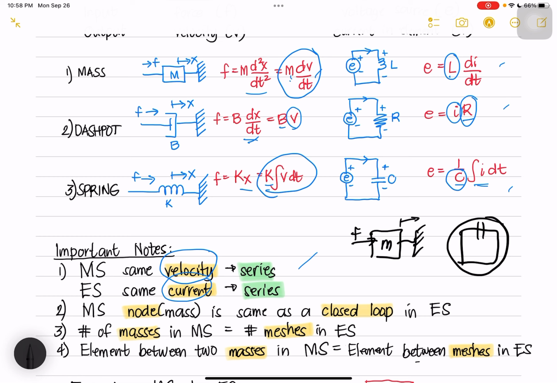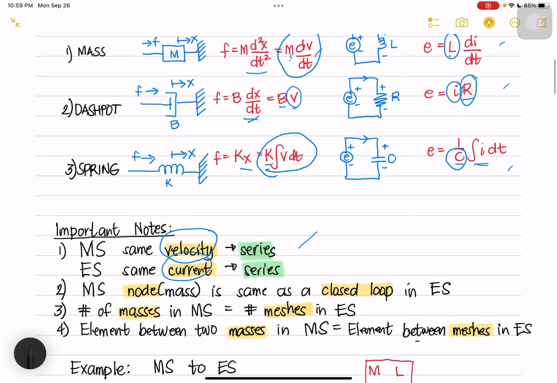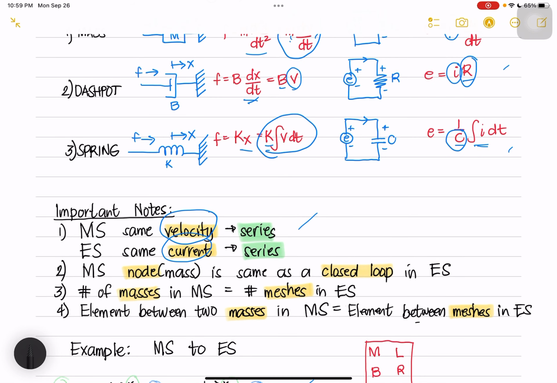Next. The number of masses in mechanical system will be equal to the number of closed loops or meshes in electrical system. So sabi, isang mass is equal to one closed loop. Kung ilan yung number of masses, yun yung number of closed loops ng electrical system. Then, an element between two masses in mechanical system will be an element between the meshes in electrical system. So let's have an example to better understand this.